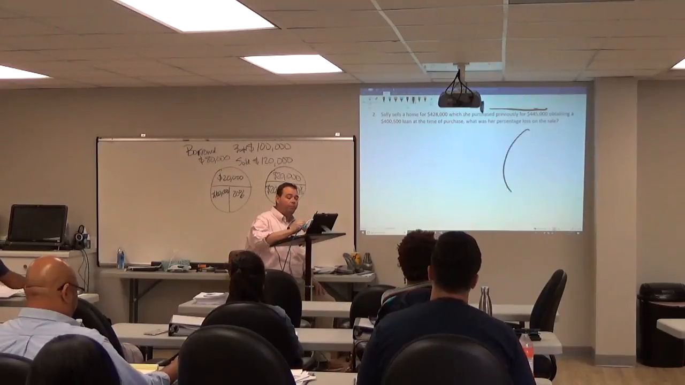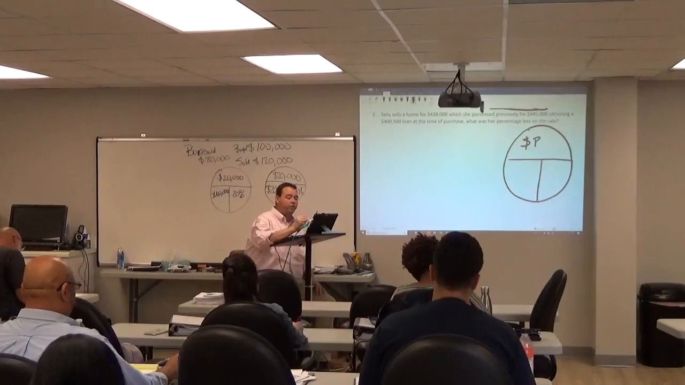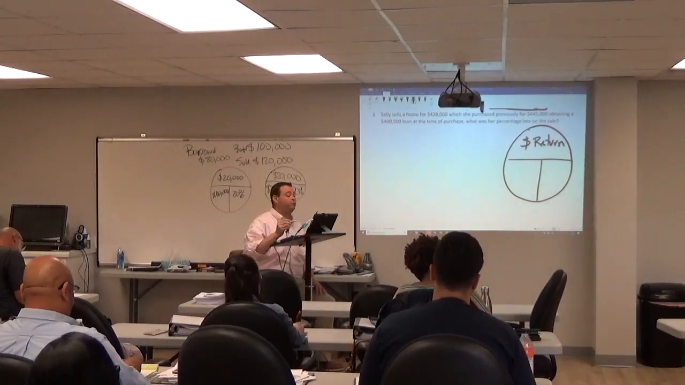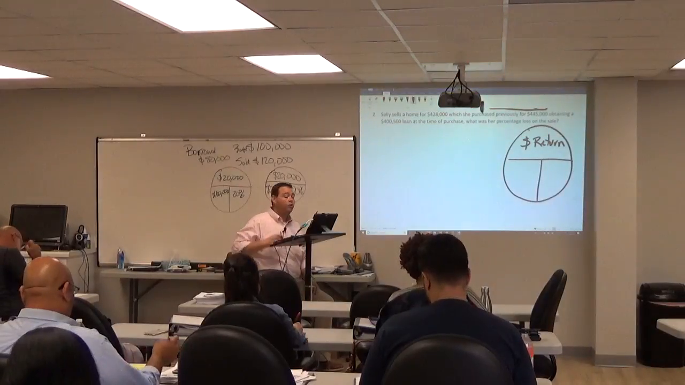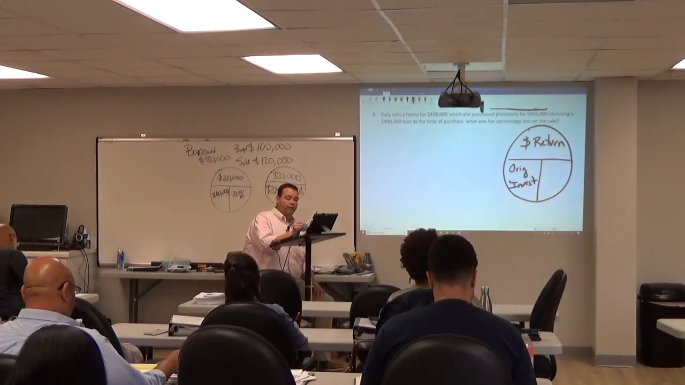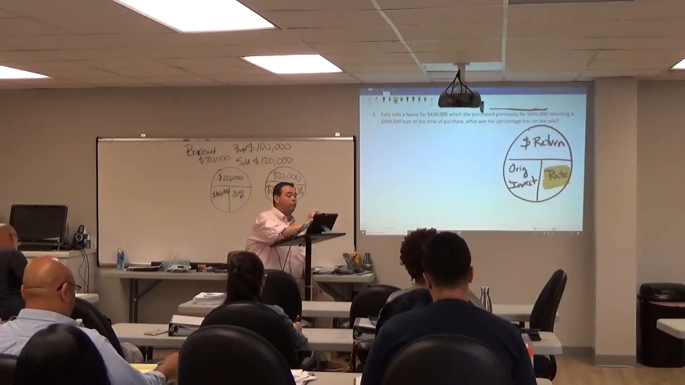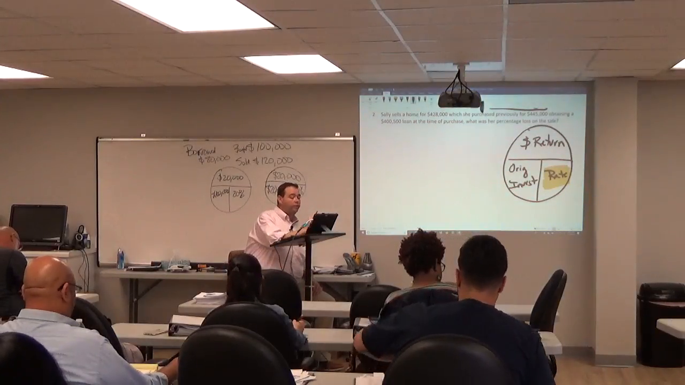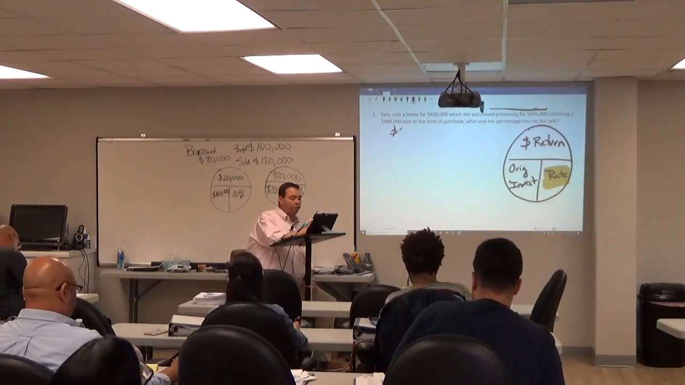So using the same formula, on the top we've got our dollar return, which is always the difference between what we bought it for and what we sold it for. Does that make sense? And on the bottom we've got our original investment, and then our rate of return over here. Again, they want to know the rate of return. So, working through what we need, the dollar return. What we sold it for is how much?